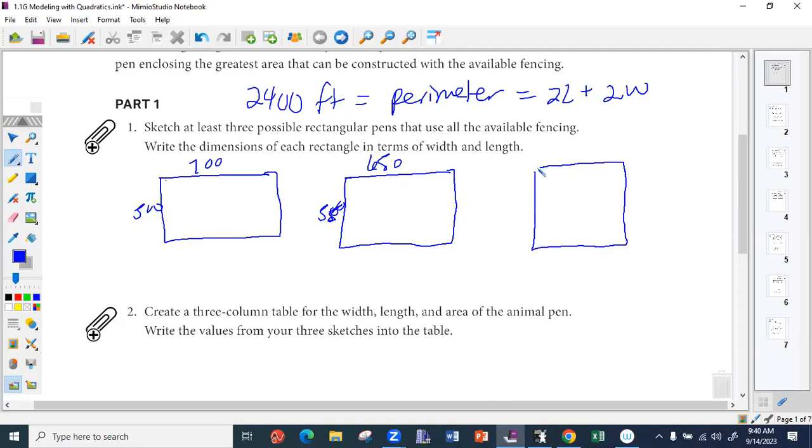That's the place my people live. Guys, I feel like that's a fairly decent square for me.